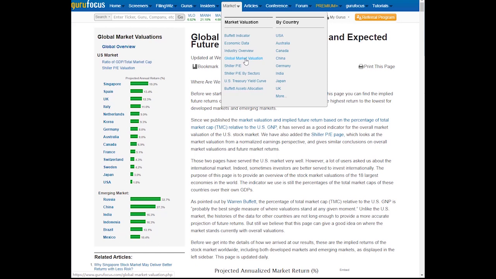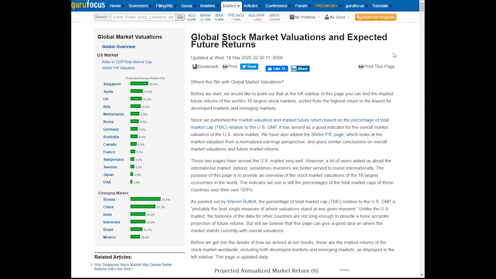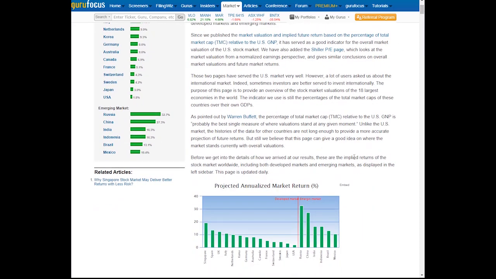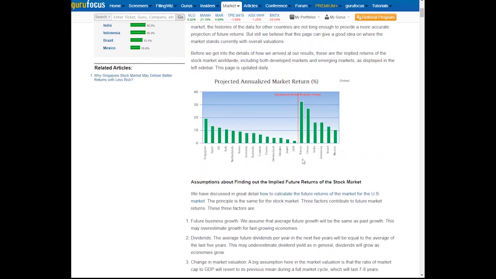With the same calculation, we can get some idea of which market will return how much over the next 8 years on average a year. We can see that we separate the countries into developed countries and developing countries. In developing countries, Russia and China will have a much better return than the others. And in developed countries, Singapore, Spain, and the UK will have better returns, it looks like.